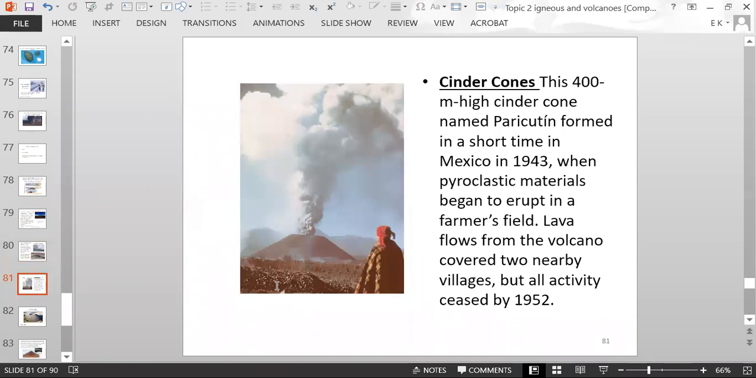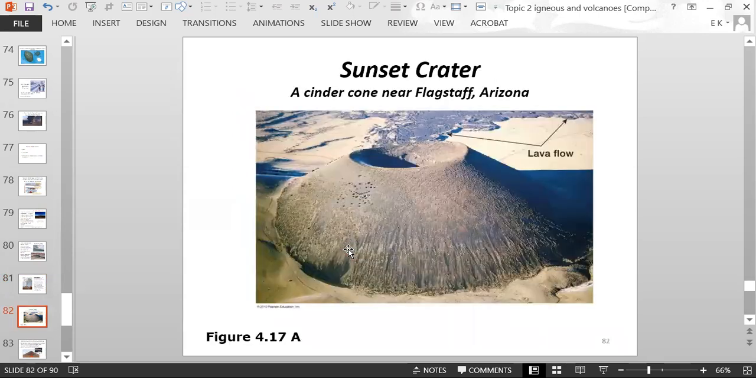This 400-meter high cinder cone named Paricutin formed in a short time in Mexico in 1943. So pyroclastic materials began to erupt in this farmer's field. And then there was some lava flow related to it as well, which covered 2 nearby villages. And then all of the volcanic activity from this particular volcano ended by 1952. So it was not a long-lived volcanic activity coming from this cinder cone.